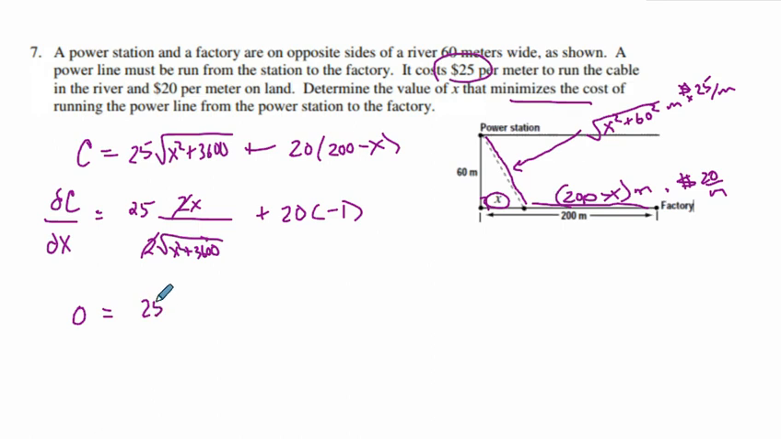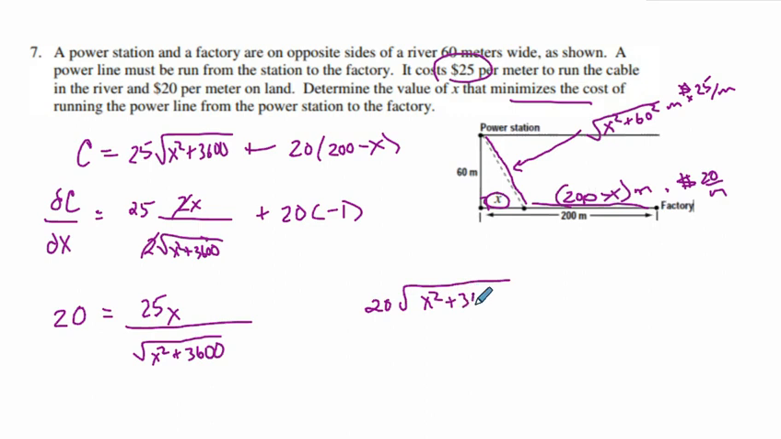So that takes me back to 25x over the square root of x squared plus 3,600. And this is -20. I'm going to bring it over here, and it's going to become +20. All right, let's multiply both sides by the square root. So I get 20 times the square root of x squared plus 3,600 equals 25x.